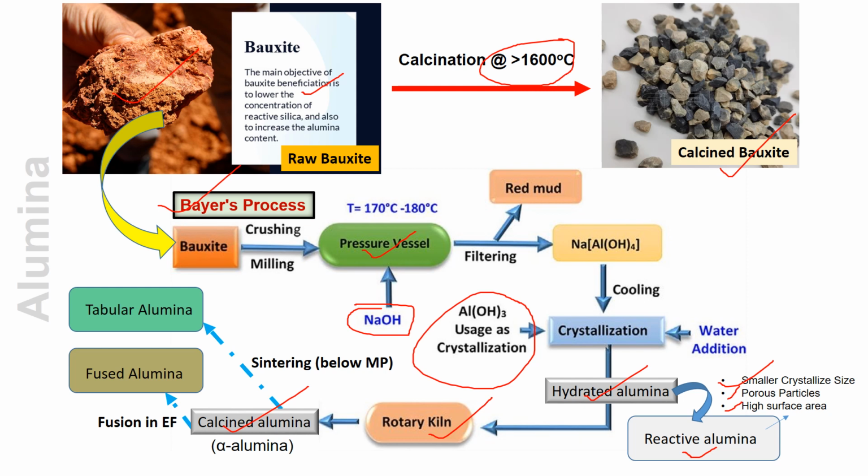Moreover, tabular alumina and fused alumina are both manufactured through sintering and fusion processes respectively. Sintering and fusion: this is an electric furnace, this is below melting point. Some processing videos are shown at the end of this presentation.